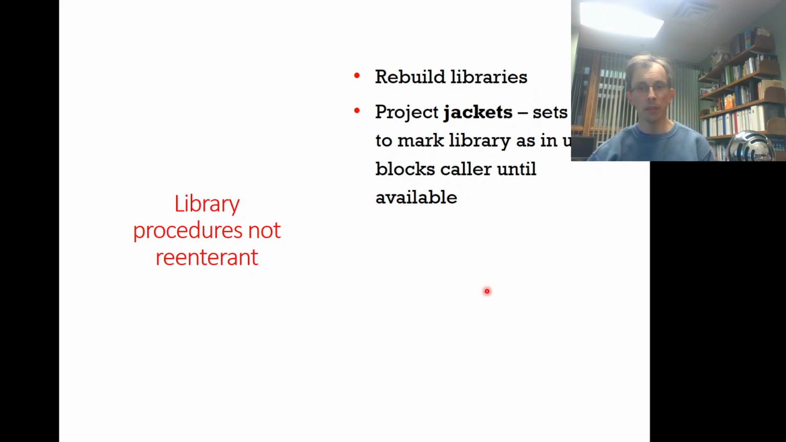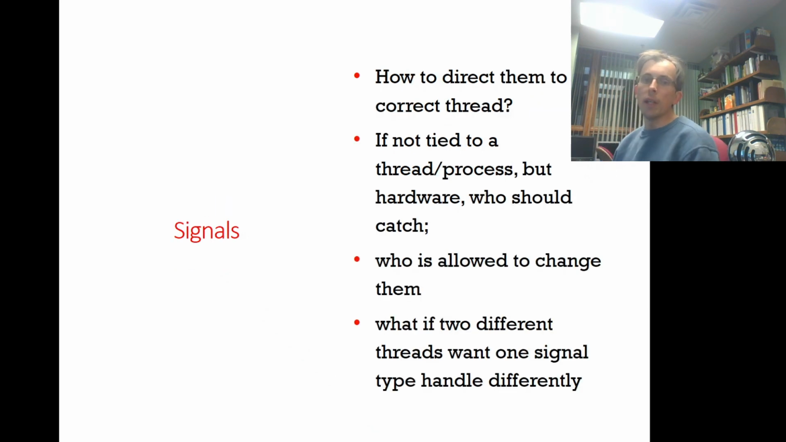So a different solution is that you could have the procedures each have a sort of jacket that sets a bit to mark the library as in use, and any attempt for another thread to use that library while a previous call hasn't been completed is just blocked. Which works, but again, it eliminates parallelism, right? And that's just the way it is.